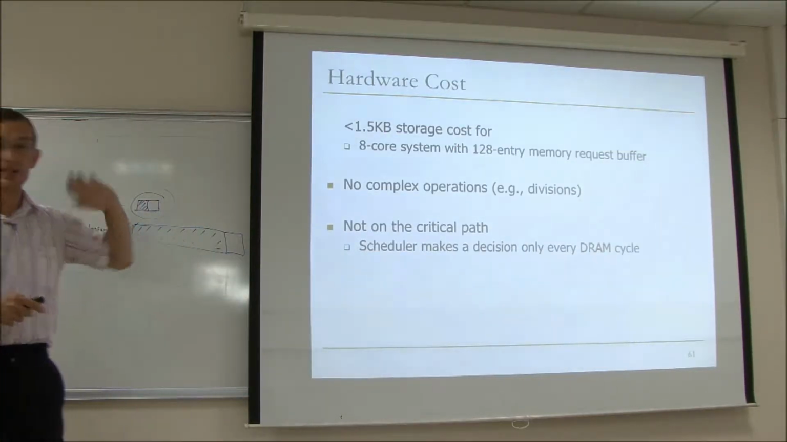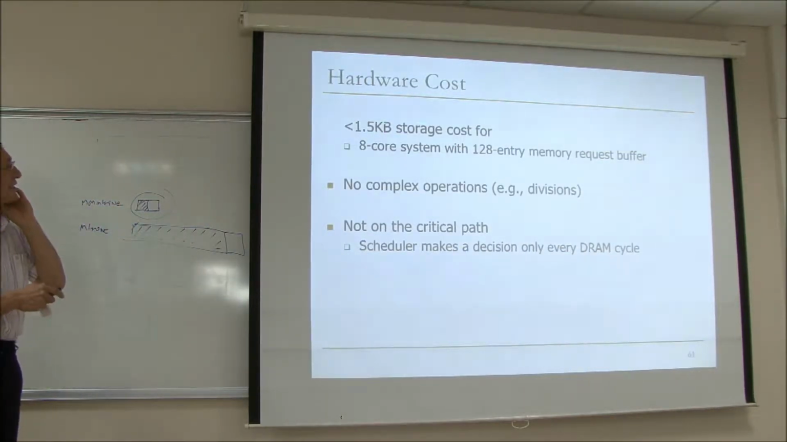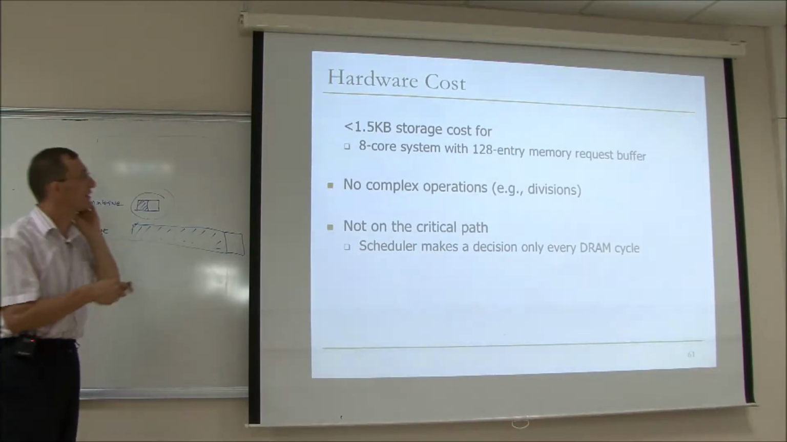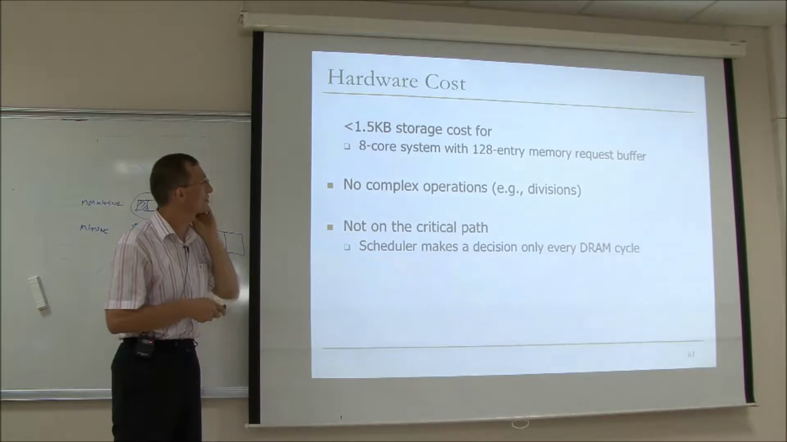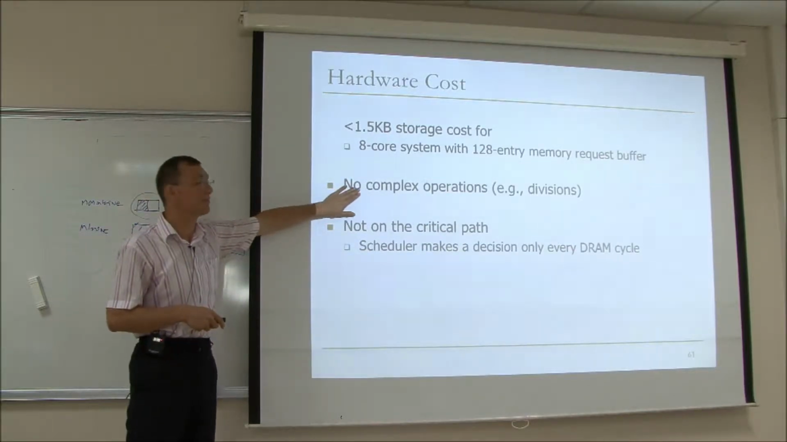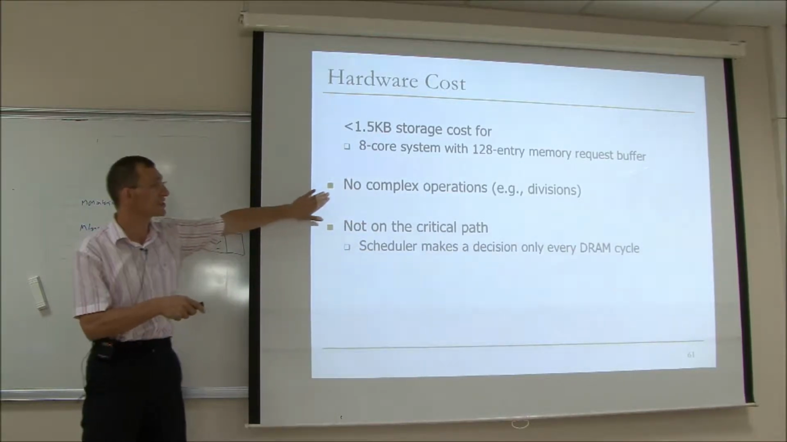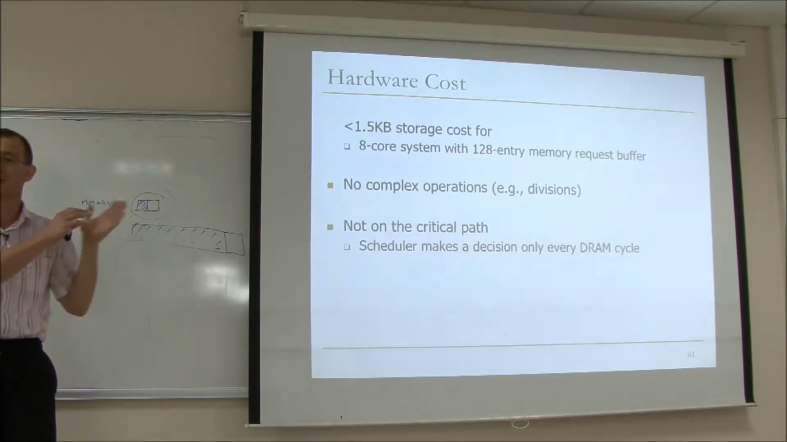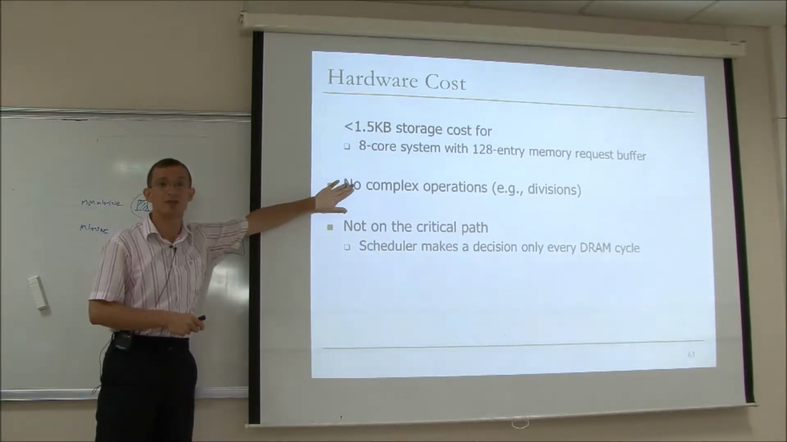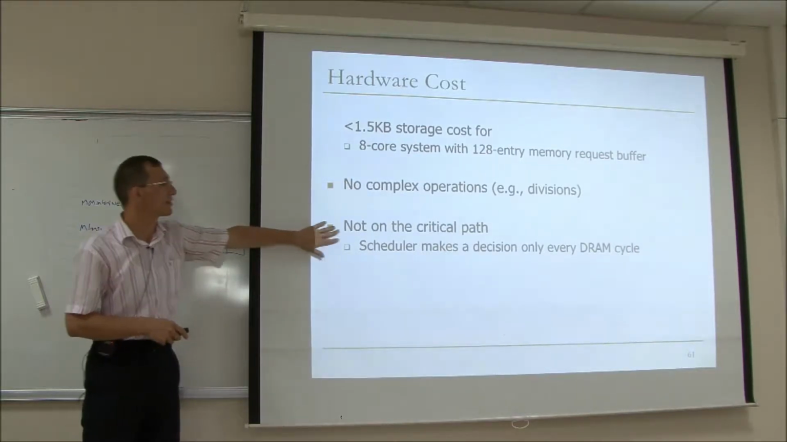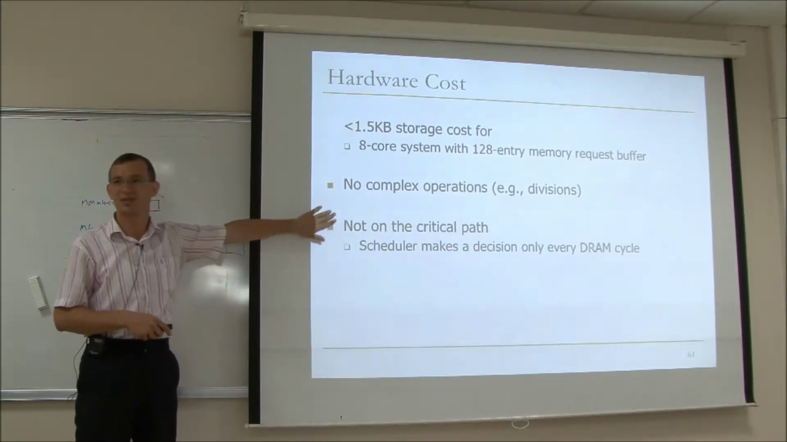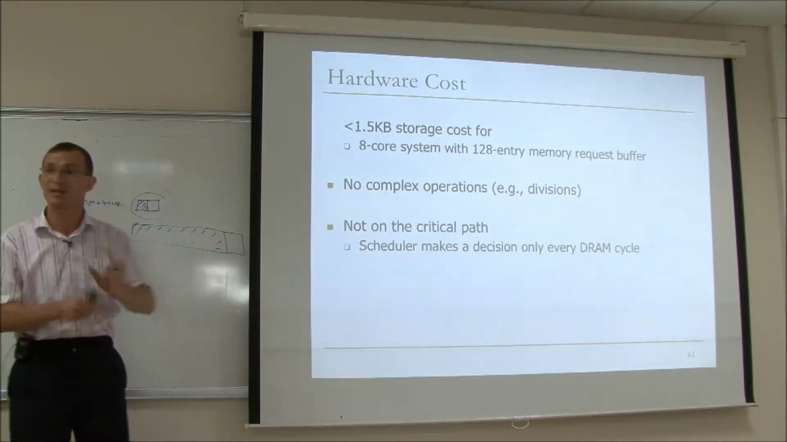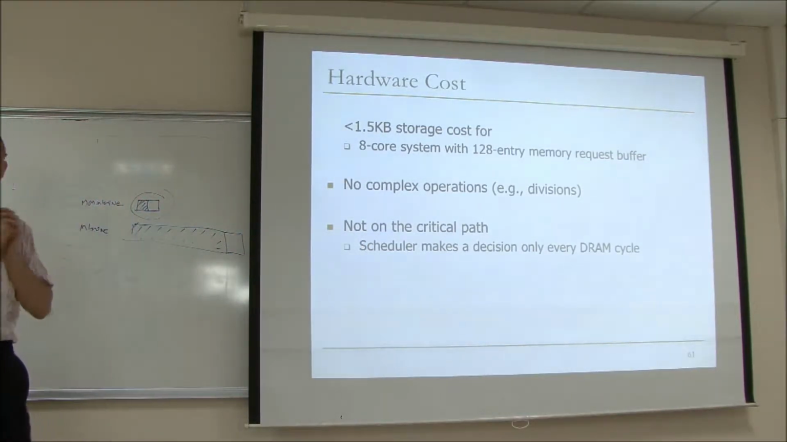What is the hardware cost of all of this? Basically, with an 8-core system with a 128 entry memory request buffer, we get less than 1.5 kilobyte storage cost. And we don't have any complex operations anymore. Divisions that were needed, at least approximate divisions that were needed in stall time fair memory scheduling, are actually gone now. And this is not on the critical path. Memory scheduler should not be on the critical path. Scheduler makes a decision only every DRAM cycle. And you can actually make it coarse grain, as we will see in the next work.